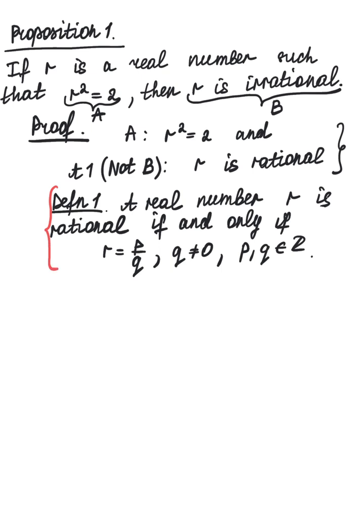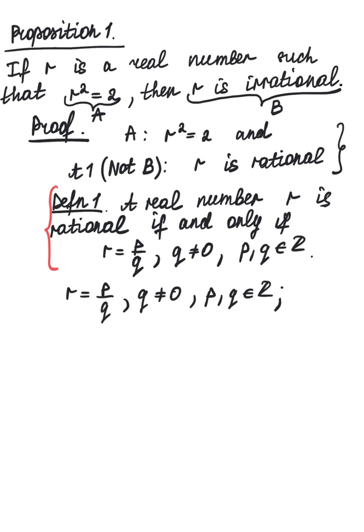Okay, so working forward from A1 and using definition 1, we can state that r equals p over q, and q is non-zero, and p and q belong to the integers. A crucial observation here really helps. It is possible to assume that p and q have no common divisor.